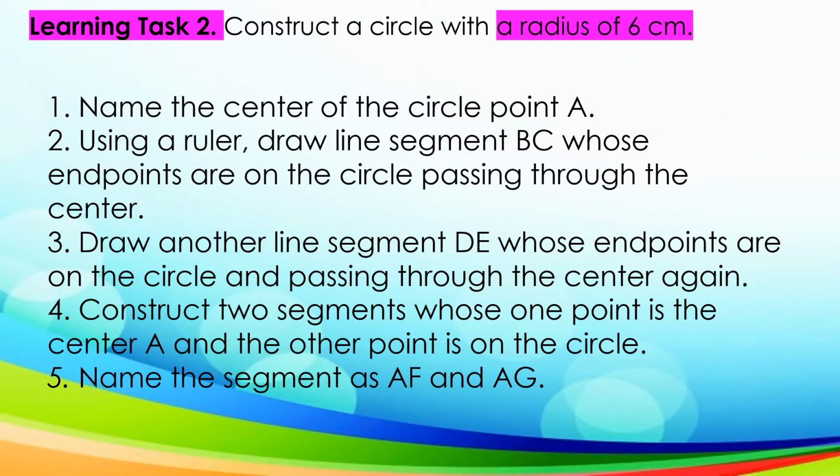Number 4, construct segments whose one point is the center A and the other point is on the circle. Number 5, name the segments as AF and AG. Okay, so you can do it.